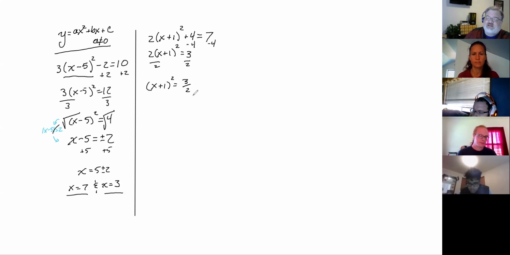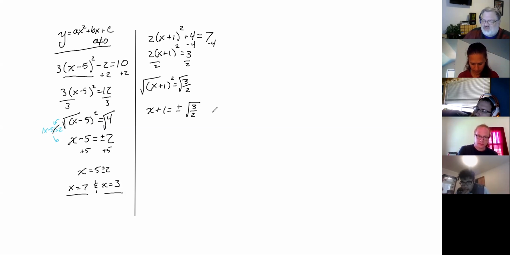But once we've isolated that squared object, take that square root of both sides, and we get a nice x plus 1 equals, again, plus or minus from the absolute value here, square root of 3 over 2. Now we can talk a fair amount about what we want to do with the square root of 3 over 2. You guys remember rationalizing though, right?